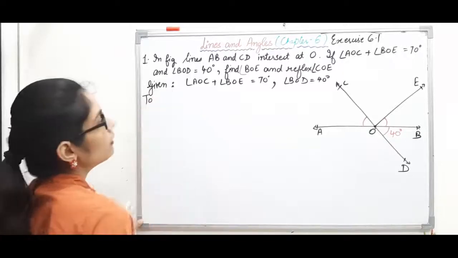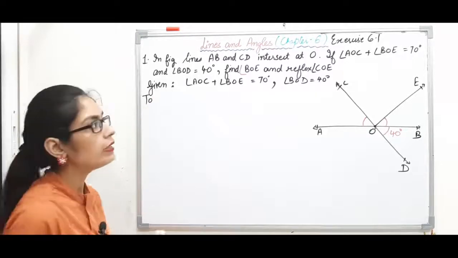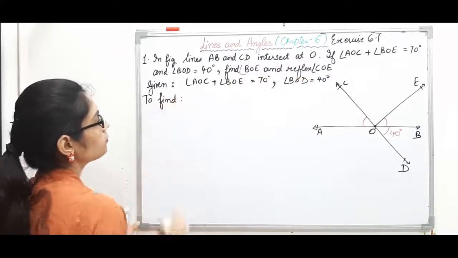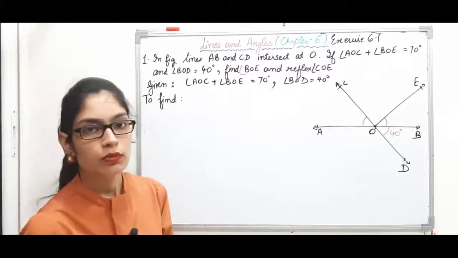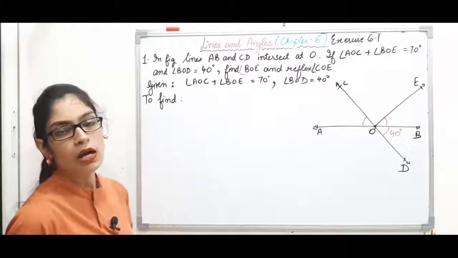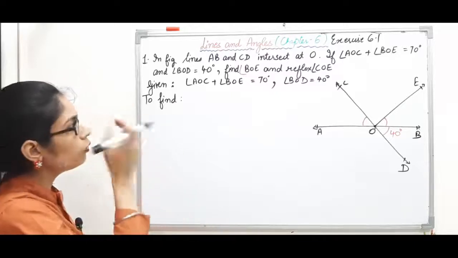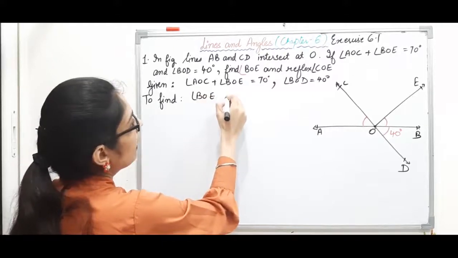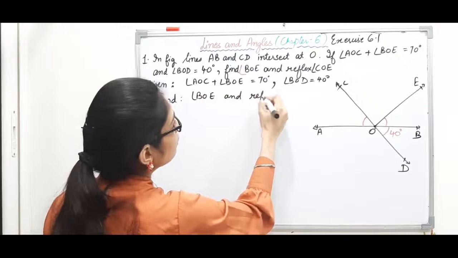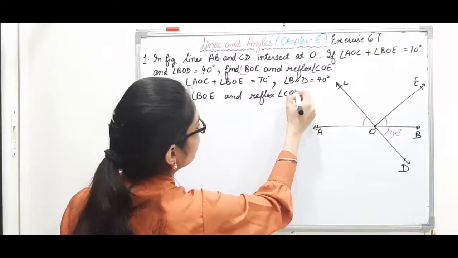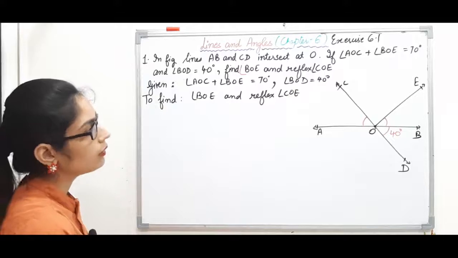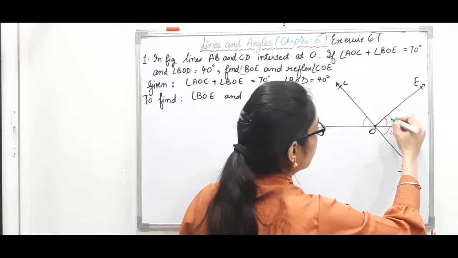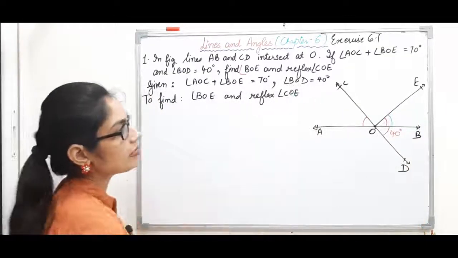Now the next thing is to find, because we have to find the values of these two angles. So that's why we will write here 'to find'. Whenever we have to do any proof, we write 'to prove'. Now we have to find the values, so that's why we'll write 'to find'. So to find the angle BOE and reflex COE. These two angles we have to find. I'll mark here, BOE you have to find. This angle BOE we have to find, plus reflex COE.